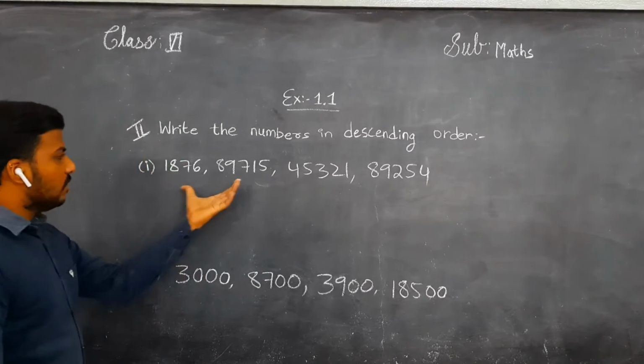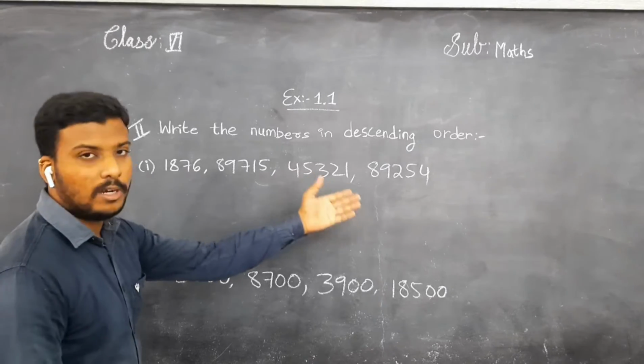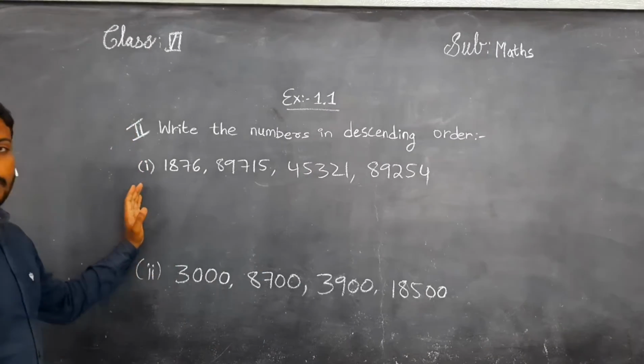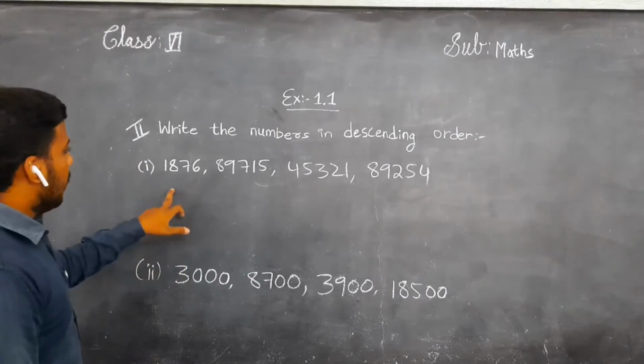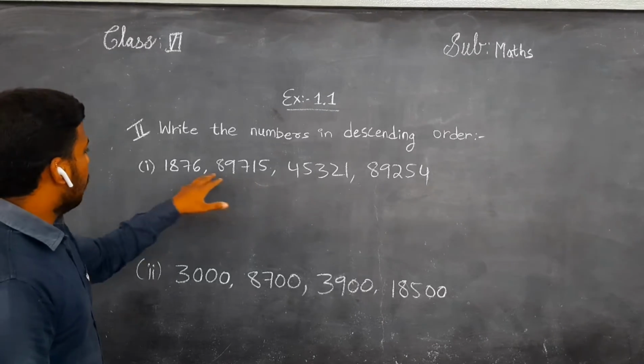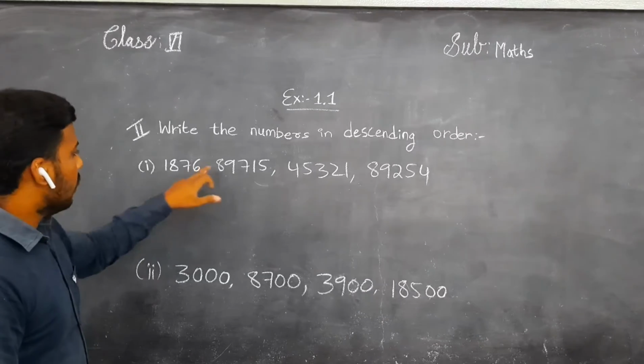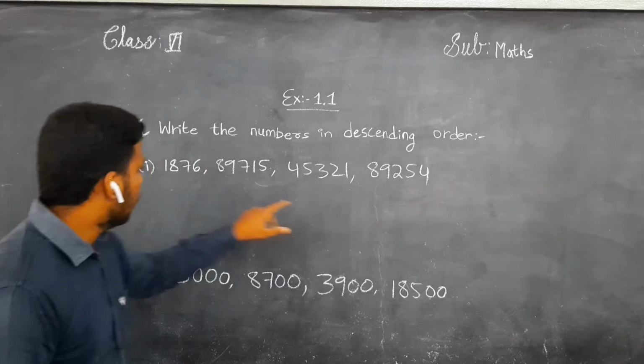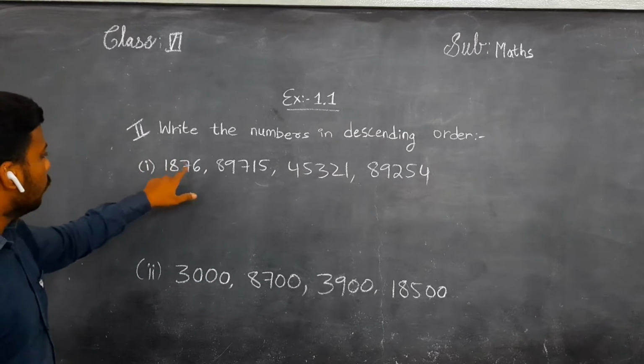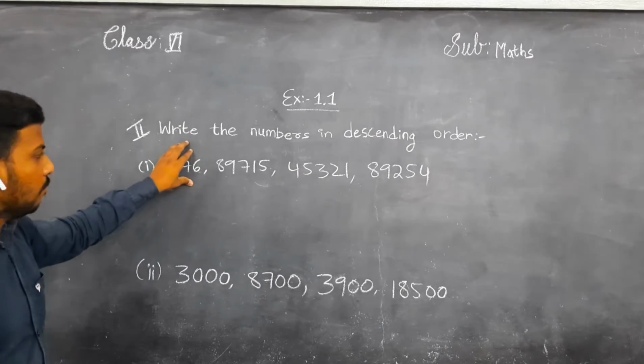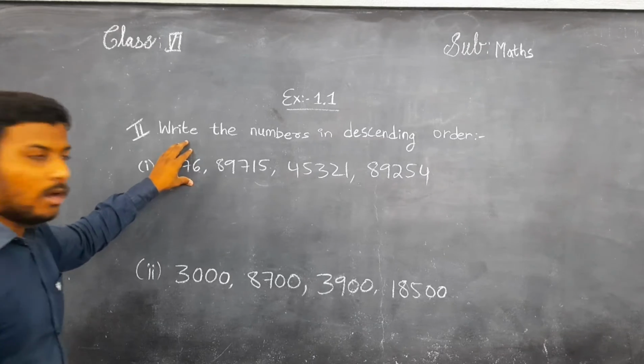See, look at the terms. They are given 4 terms, 4 numbers. Okay, from big to small. We can identify here there is one 4-digit number and there are 3 5-digit numbers. By counting we can say 1, 2, 3, 4. Okay, this is the 4-digit number. So it is absolutely small.